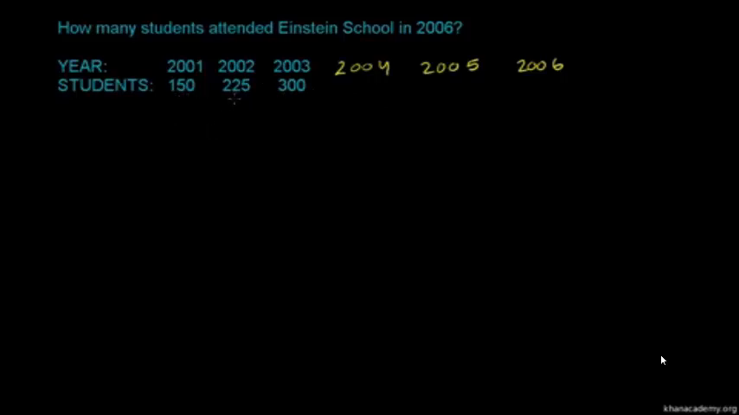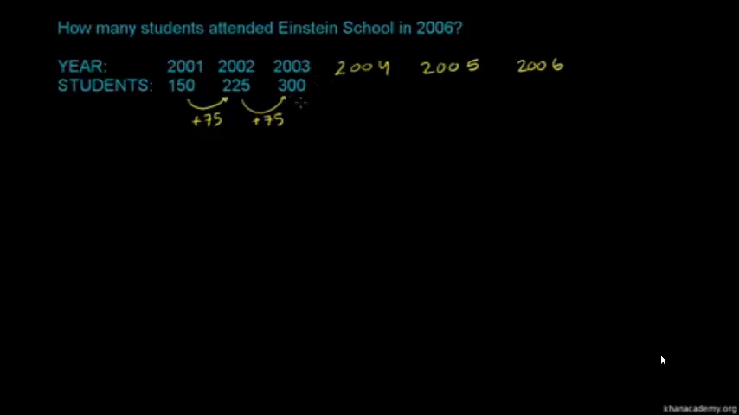So let's see what's happening here. When we go the first year, what happens to our student population? We go from 150 to 225 students. And the easiest pattern to think about is, well, just how much are we increasing by every year? So how much do we have to go from 150 to 225? If you increase by 50, you get to 200, so we increased another 25, so we increased by 75 students. And then to go from 225 to 300, how many did we increase by? Looks like 75 again. 75 plus 225 is 300. So the pattern here is that each year, 75 more students attend the Einstein School.